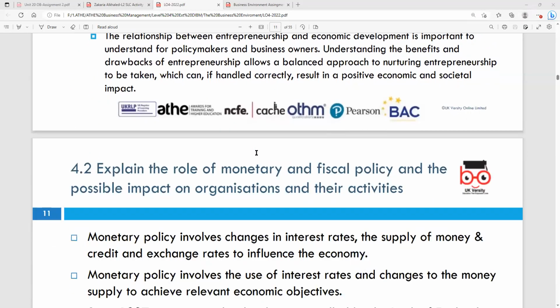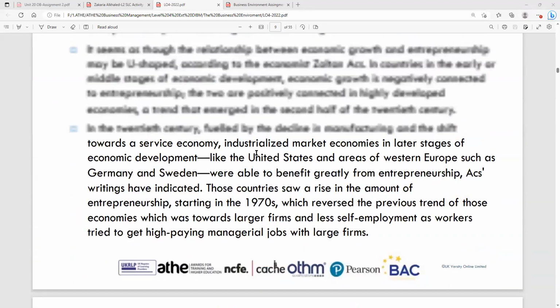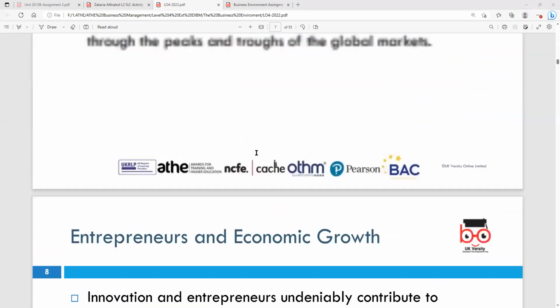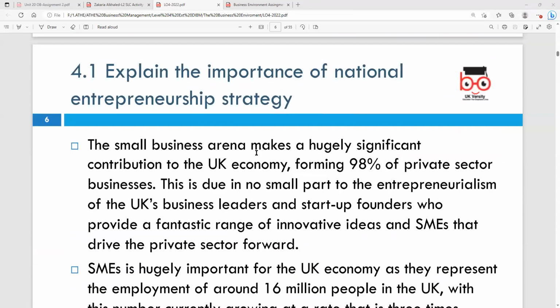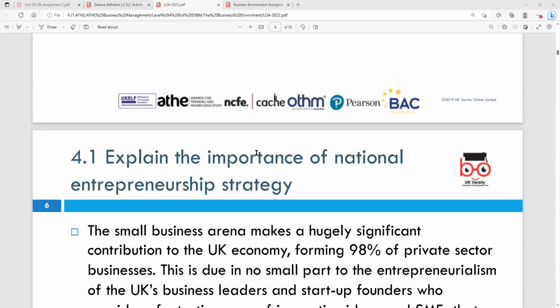So 4.1, basically what we quickly discussed, is 4.1 here. It asks you to explain the importance. So what we discussed is the importance of the entrepreneurship strategy. Why is it important? The reasons for entrepreneurship, and the contribution that the government gives to the entrepreneurship strategy. So we said entrepreneurship is very important because it contributes a lot of revenue to the economy.